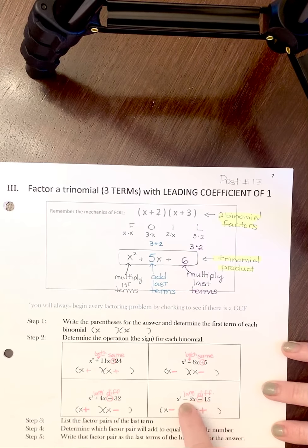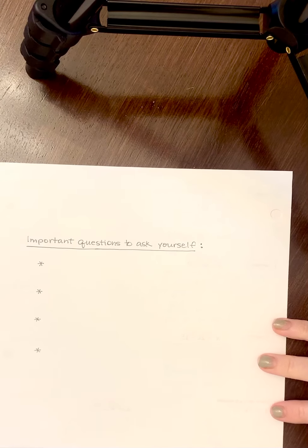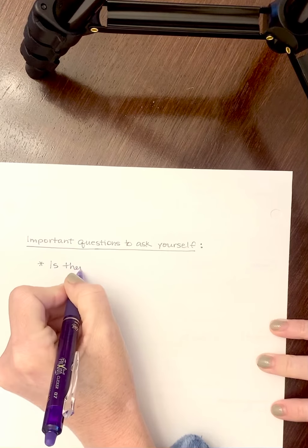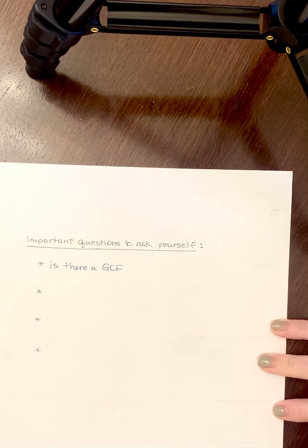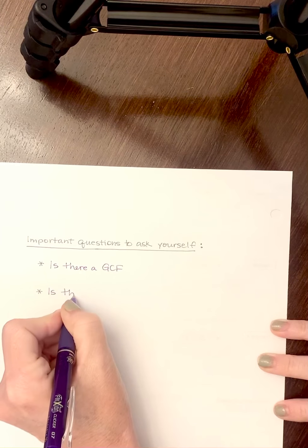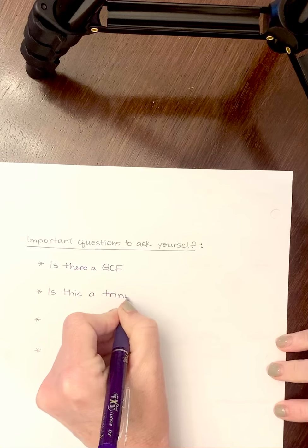Okay, so keeping that in mind, let's review, before we start working the problems, important questions to ask yourself before you begin every problem. Number one, always check, is there a GCF? Number two, double check and make sure, is this problem a trinomial?